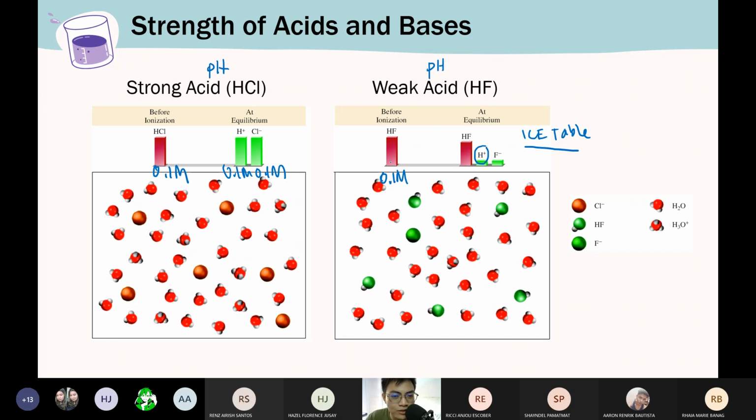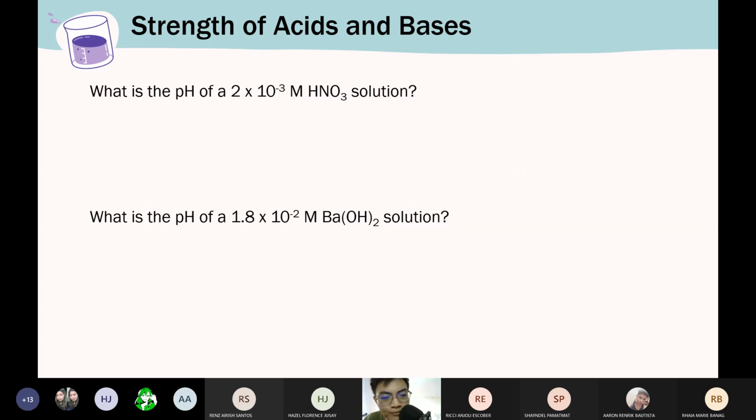Okay? Because if you have, let's say, 0.1 molar of the reactant, you don't technically have 0.1 of the product. Okay? So hindi siya ganun. So you have to do some algebra. Okay? So let's do that. These two problems are strong acid and strong base. Okay? So I'll show you how to do this na.